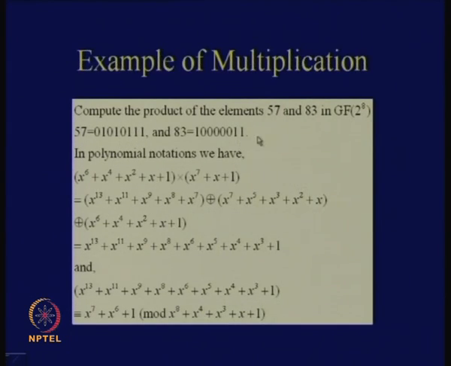So now let us see how multiplication works. If I want to compute the product, we take the same examples as we did for the addition case: 5, 7, and 8, 3, which are members of GF(2^8), and we have the same binary notation. In polynomial form, I have already described how this can be represented. So suppose I would like to compute the product of this polynomial and this polynomial.